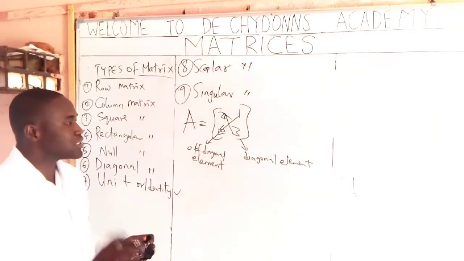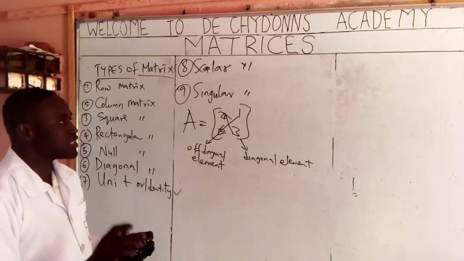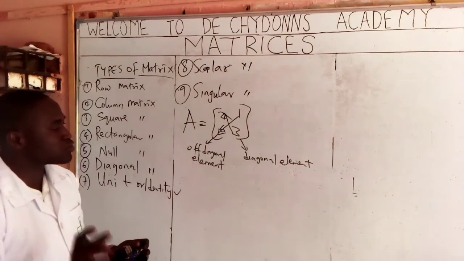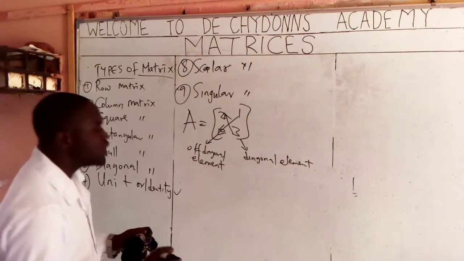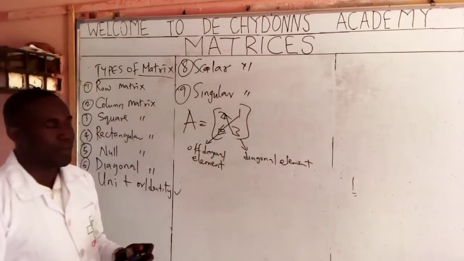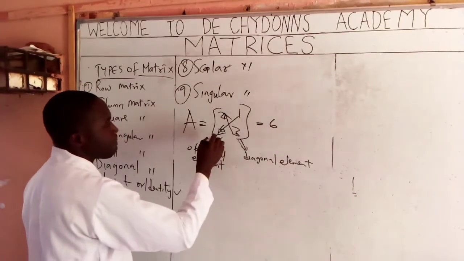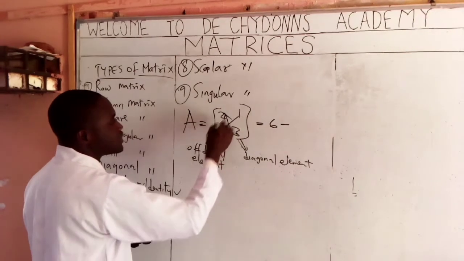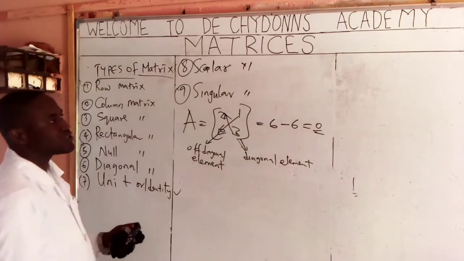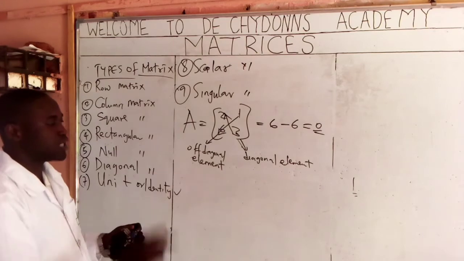I repeat, the determinant of a 2 by 2 singular matrix. Because this is 2 by 2, the determinant simply means the difference between the product of the diagonal elements and off diagonal elements. So these are the diagonal elements: 2 times 3, 6. You put minus. 6 times 1, 6. 6 minus 6, 0. So this is a typical example of a singular matrix because the determinant is equal to 0.